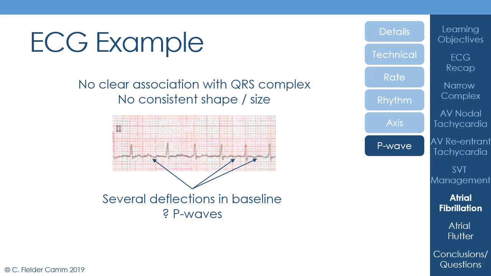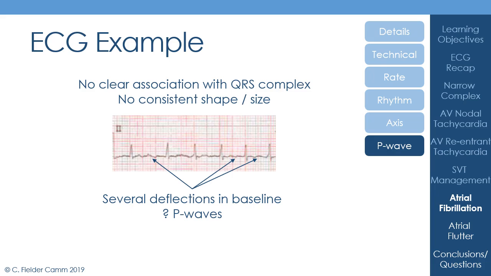People can get themselves into a real fuss because they start seeing these deflections on the baseline, they start thinking of P waves, and then you get into real trouble because you think it's not atrial fibrillation when it almost certainly is. So when you see these deflections in the baseline, you've got to really ask yourself, are these consistent shapes? Are they consistently associated with the QRS complex? Because although the atrial depolarization is not coordinated in atrial fibrillation, it is still depolarizing in this uncoordinated way, so there will still be some deflection in the baseline caused by depolarization in the atria.